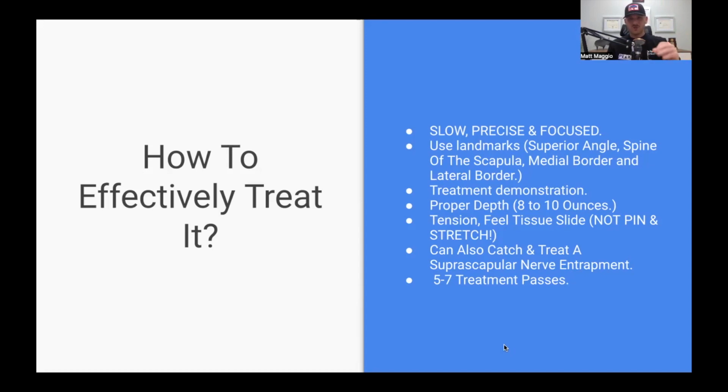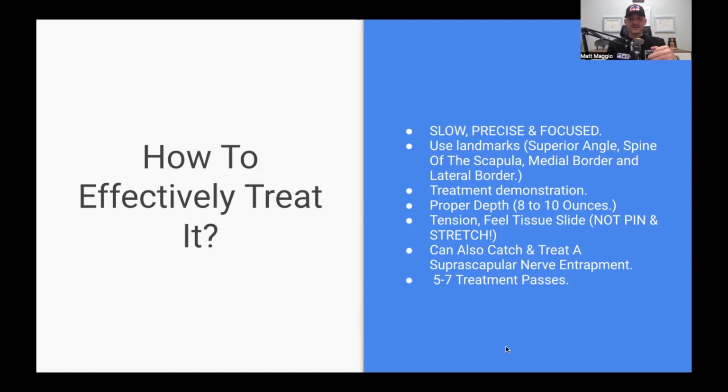You really want to just do about 8 to 10 ounces of pressure. Then you want to generate that tension. You want to feel that tissue slide under your hands. Don't do pin and stretch. I hate that. I hate when I see that, where you're just jamming down and it's pulling and you think you're doing something.